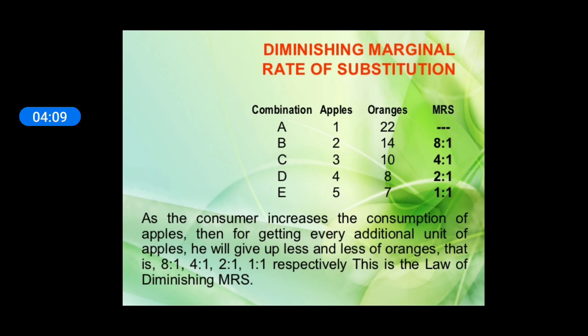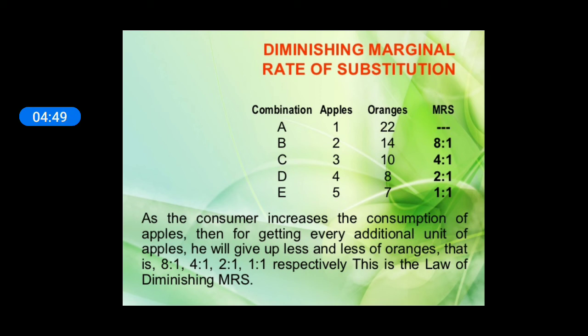Now, diminishing marginal rate of substitution. Dear students, we can understand this concept with the help of this schedule. There are different combinations of apple and orange, and in the A combination, there is 1 unit of apple and 22 units of orange. When the consumer moves from A combination to B combination, he wants to consume 1 more unit of apple, and to get it, he has to sacrifice 8 units of oranges. It means he substitutes 8 oranges with 1 unit of apple.